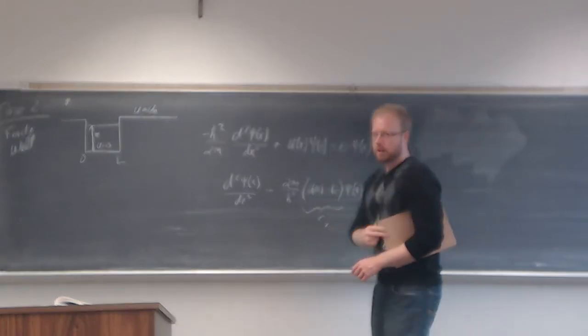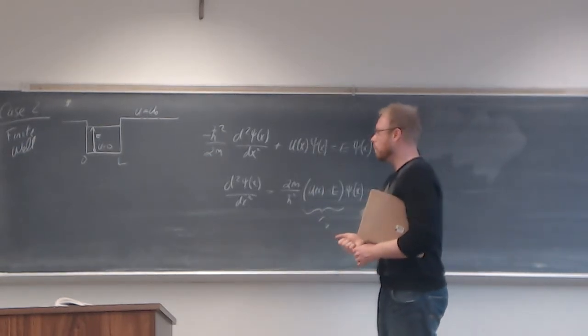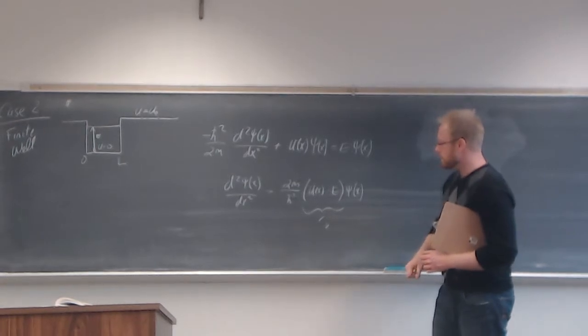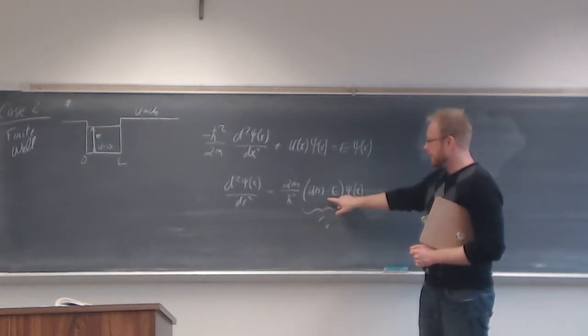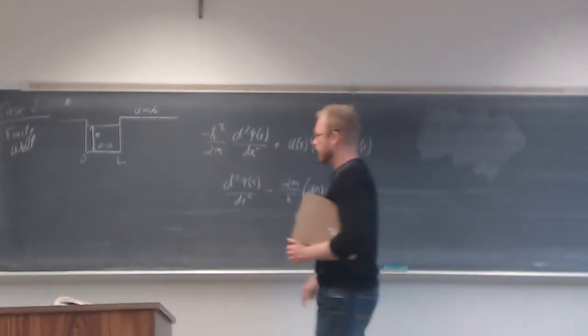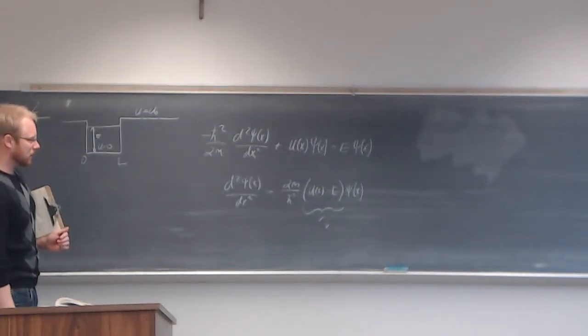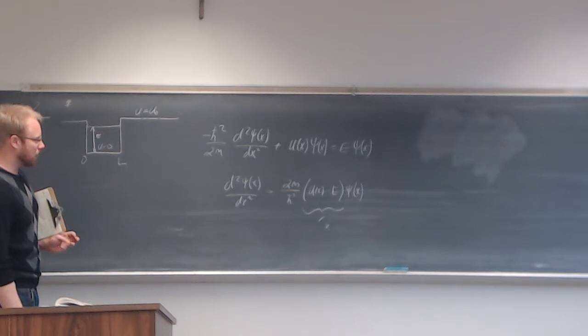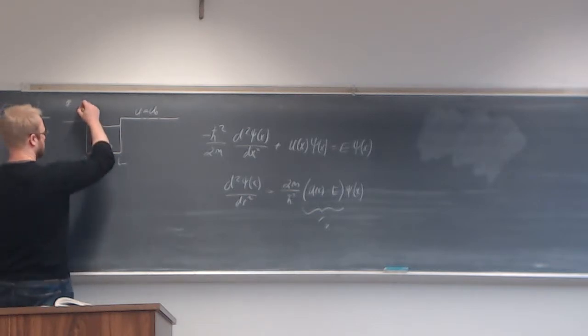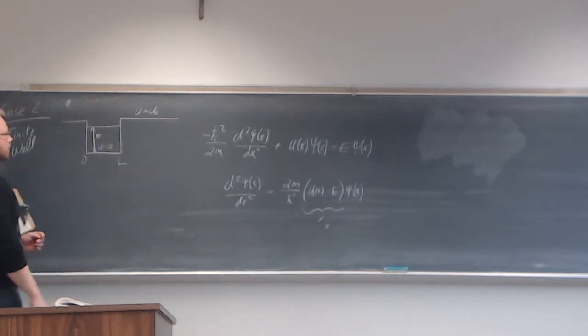So now the question becomes, what does this being positive or negative mean? If this is positive, that means that u of x is greater than e, which would mean that we are unbounded. It's up here. Okay.